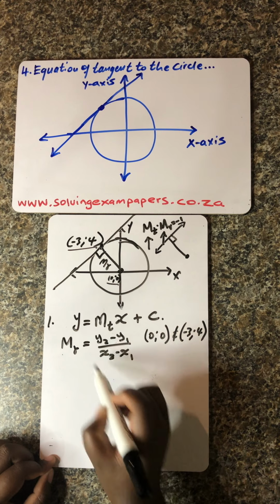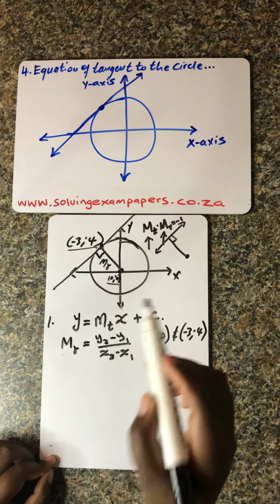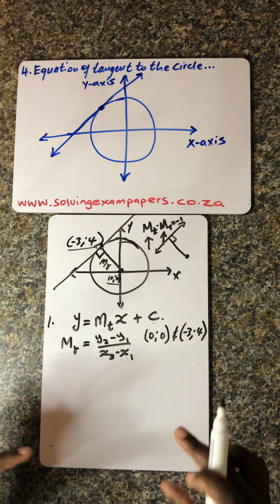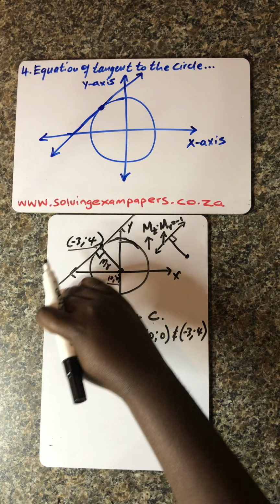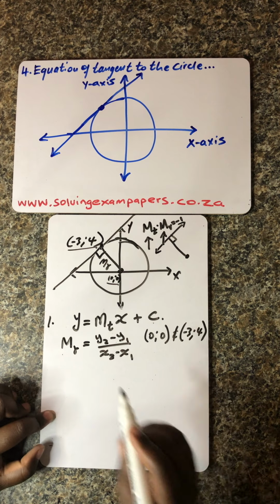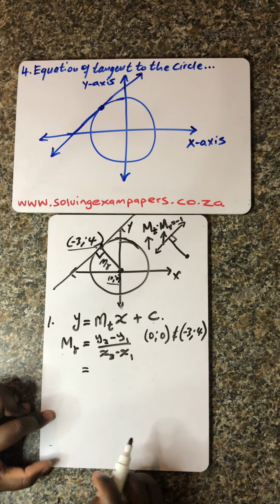Then we use that point to calculate the value of c. As soon as we have the value of c, that means we've got an equation of the tangent. Okay, so that's the procedure that you follow when you determine an equation of the tangent. As soon as I'm done with this, I'm going to draw a different circle where I give you a different point and advise you how to calculate the equation of the tangent for that circle.